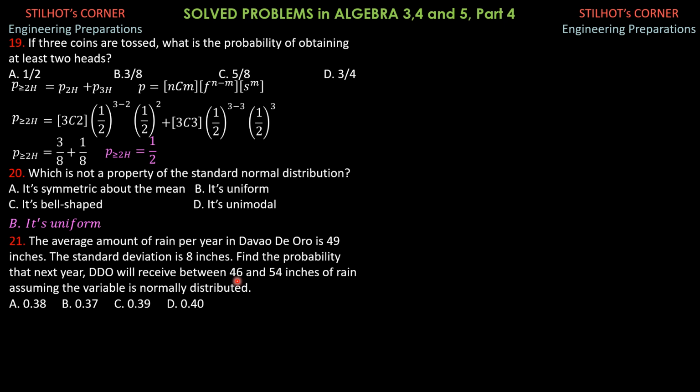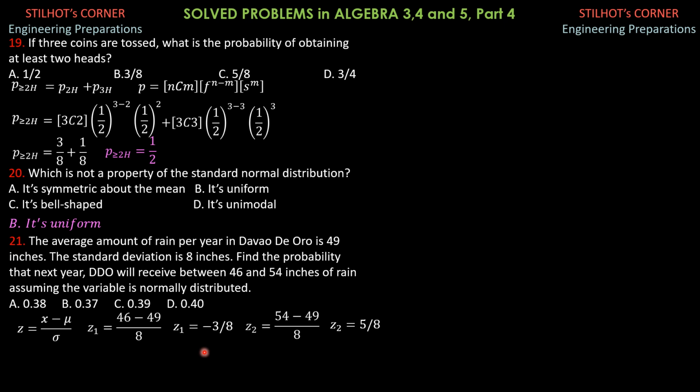Let's compute the corresponding z-score of 46 inches amount of rain and 54 inches amount of rain. Z-score is x minus the mean all over the standard deviation. So Z1 is 46 minus 49 all over 8, and it is negative 3/8. Z2 is 54 minus 49 all over 8, and it is 5/8.